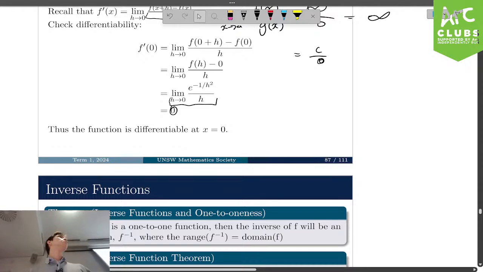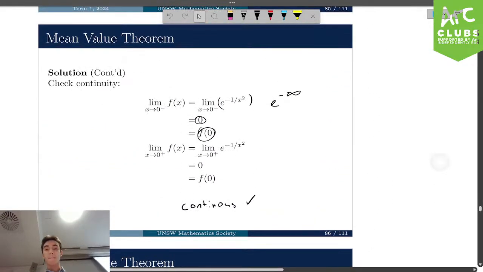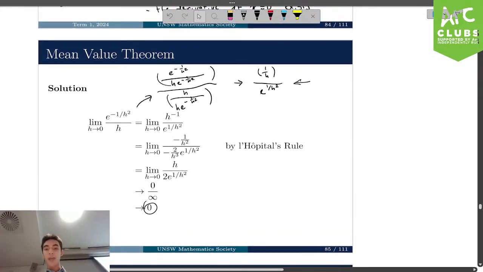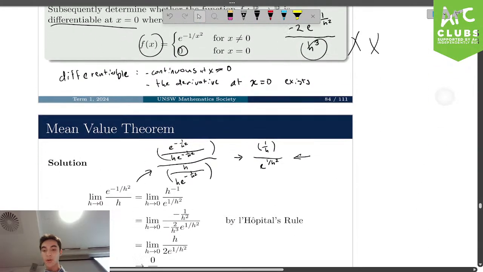Both of the numbers can be infinity, right? Yeah, that's right. In our case, both the top and bottom went to 0.